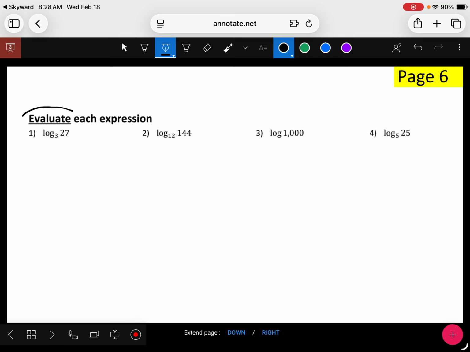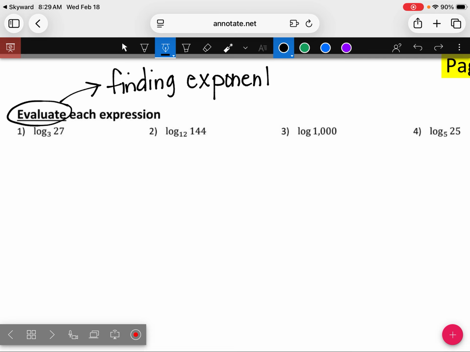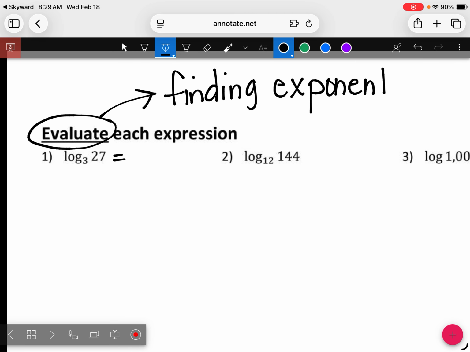When you're asked to evaluate, what you're doing is finding the exponent. So they don't give it to you. You have to figure out what the exponent would be. So the first thing I like to do is set it equal to X, but you can set it equal to J for Josepha, T for Tanya. It doesn't matter. All right, I'm going to use X. Actually, I'm going to use G for Gillespie. So I'm going to rewrite it: 3 to the power of G equals 27.